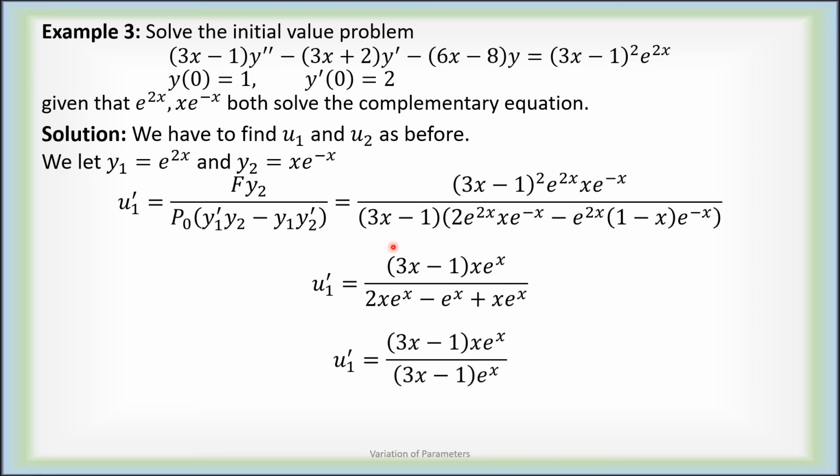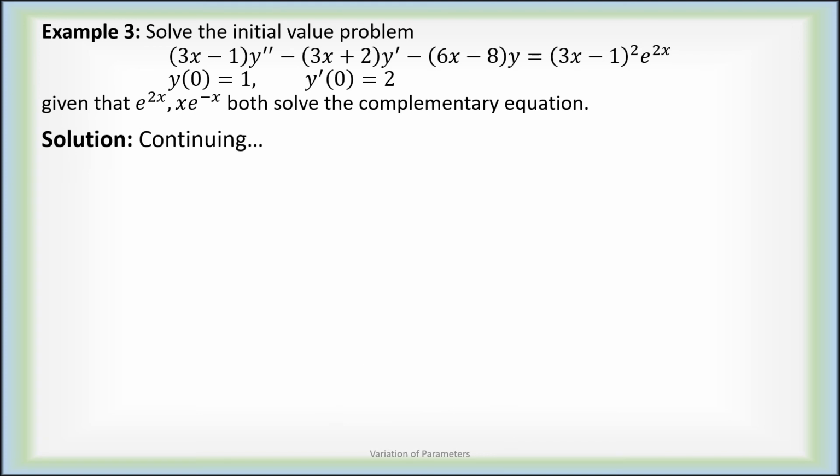Now, in the denominator, I can factor an e to the x out. Factoring an e to the x out gives me a 2x minus 1 plus x, so just 3x minus 1. Those cancel, as will the e to the x's. u1 prime is just x, which I can easily integrate as x squared over 2.